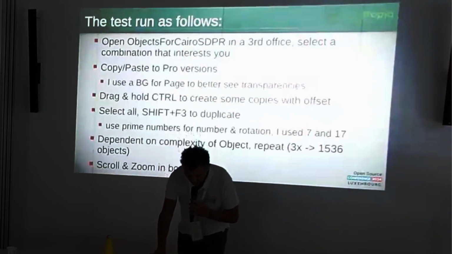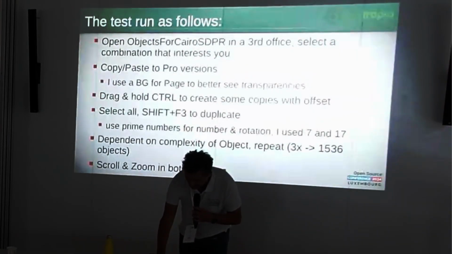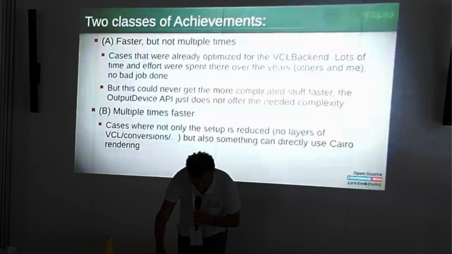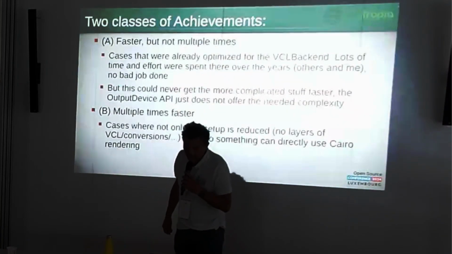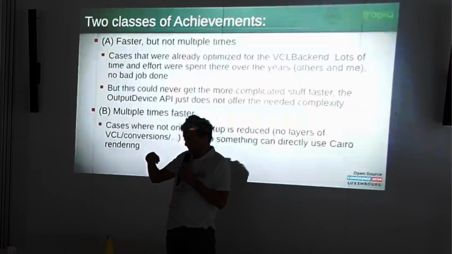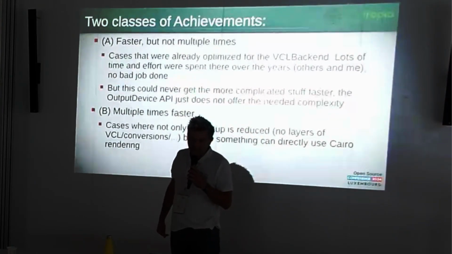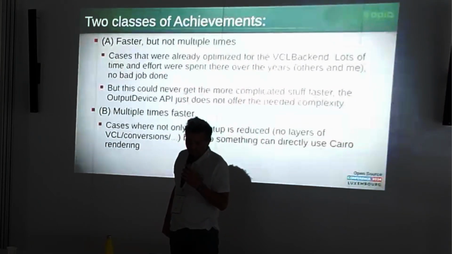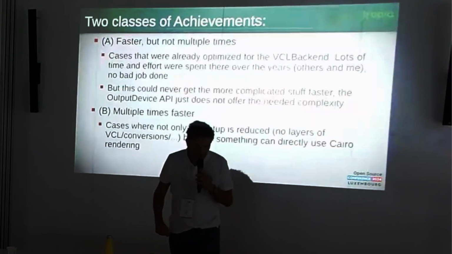So you have seen how the test runs. Showing the animation is much easier. This was just some 1,536 objects. So we have two classes of achievements, faster but not multiple times. You saw that in the last example. But we have also multiple times faster. So the next example show you how to get multiple times faster.